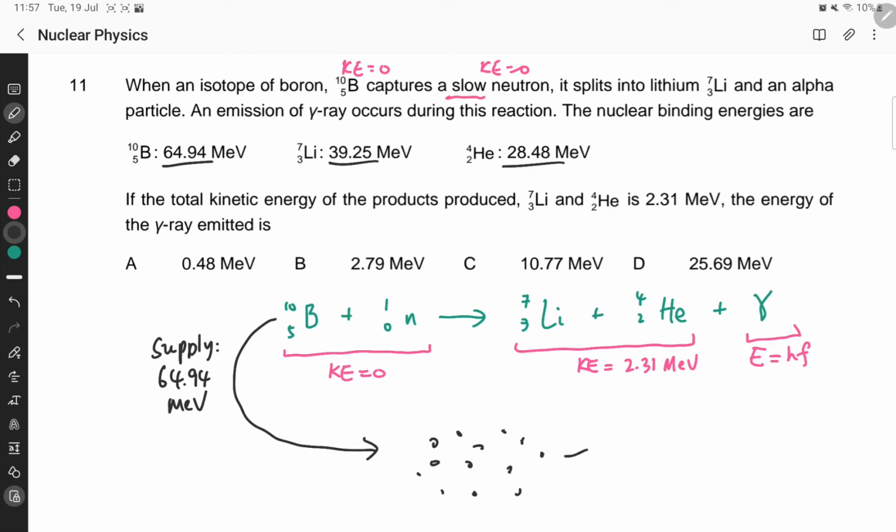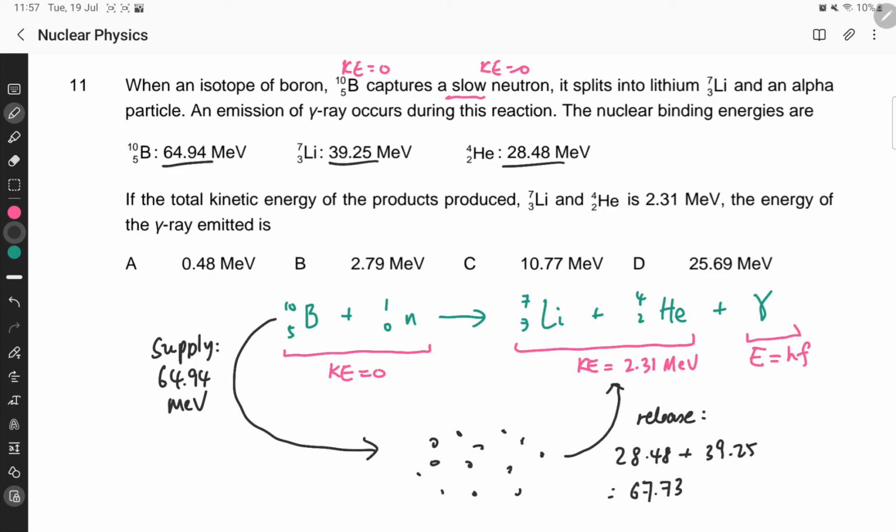Then when you have this and you use it to make the lithium and the helium, you will have how much being released? Well, it will be 28.48 plus the 39.25. I think this together gives us 67.73.